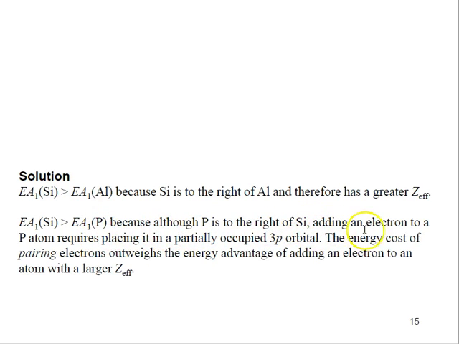of silicon, adding an electron to a phosphorus atom requires placing it in a partially occupied 3p orbital. The energy cost of pairing electrons outweighs the energy advantage of adding an electron to an atom with a larger effective nuclear charge. It's a mouthful, but basically what it's saying is it's going to take more energy to pair the electrons up rather than just to half fill the orbitals. Kind of goes back to Hund's rule when you're looking at degenerate orbitals that are of the same energy.